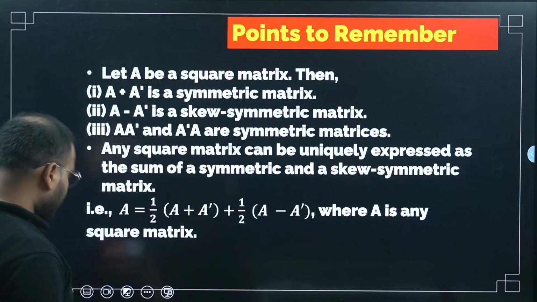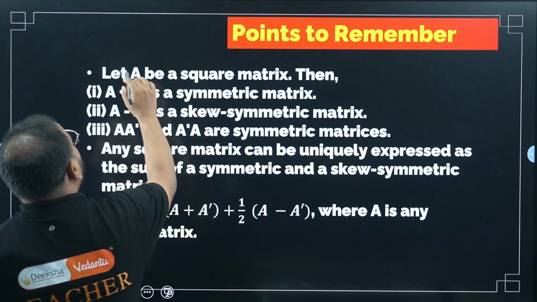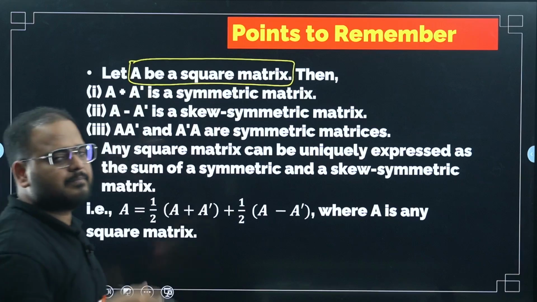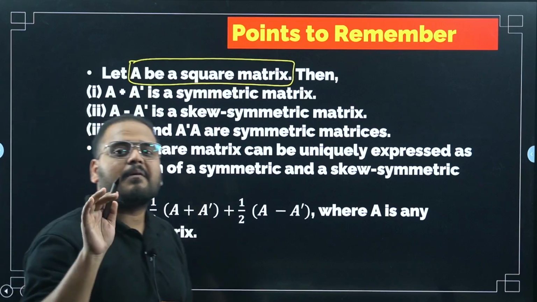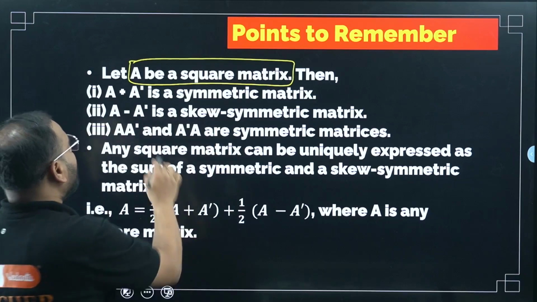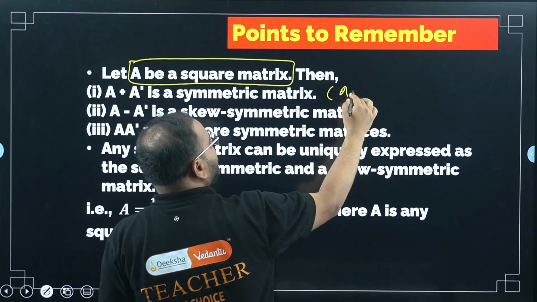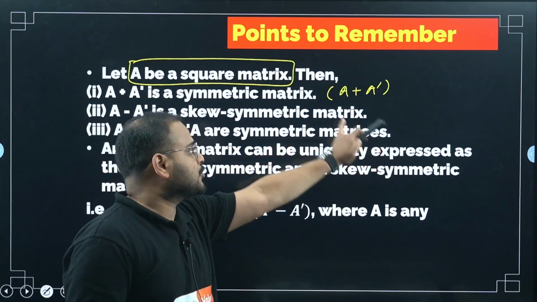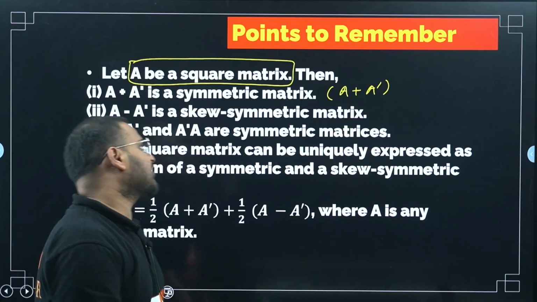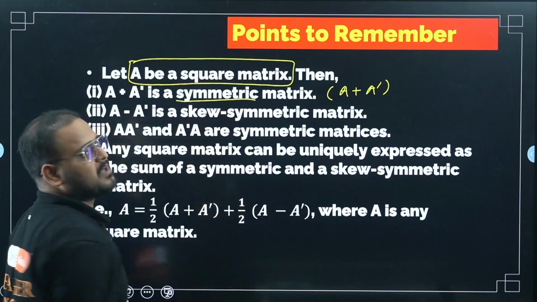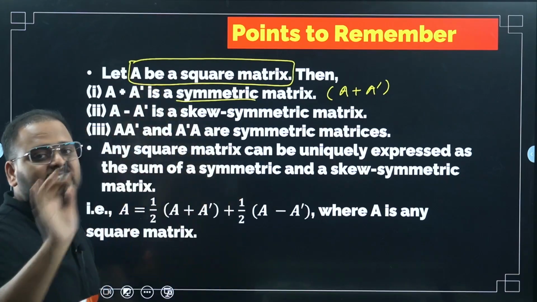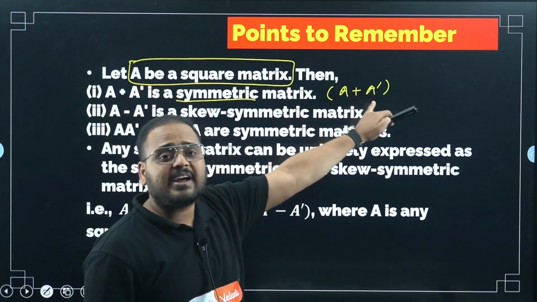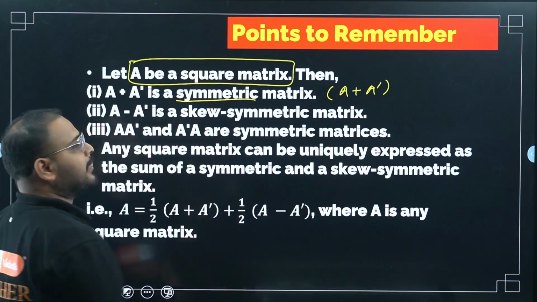If I am considering any square matrix, whatever the order, m cross m, 3 cross 3, 4 cross 4, it doesn't matter. If I am considering any square matrix A, then always remember: A plus A dash, where A dash means the transpose, so A plus A transpose will always be a symmetric matrix. I'll repeat. If I have considered any square matrix of any order A, then A plus A transpose will be a symmetric matrix.